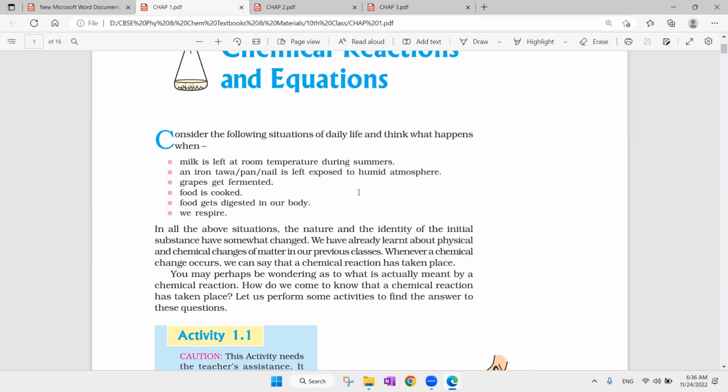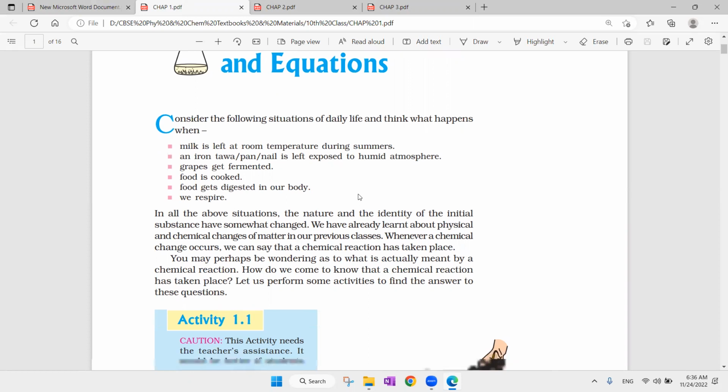So this paragraph is related to basics of chemical changes, which you have studied in your earlier classes like 6th, 7th, 8th, etc. Physical and chemical changes. Changes which are reversible are known as physical, which are irreversible are known as chemical. So that information you can get.